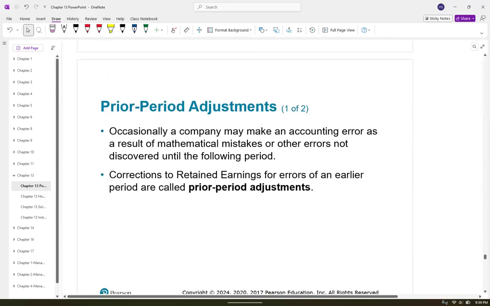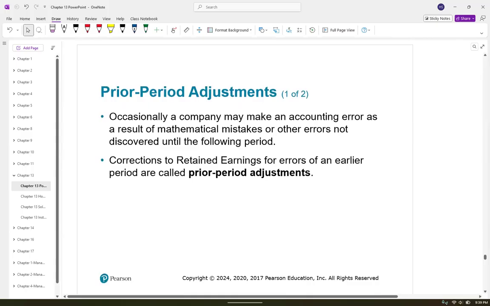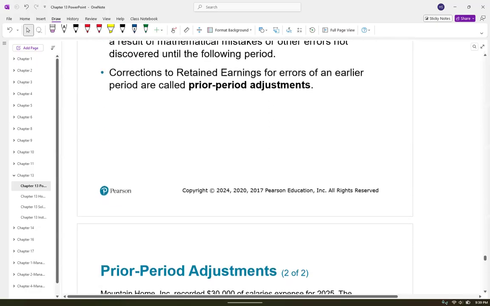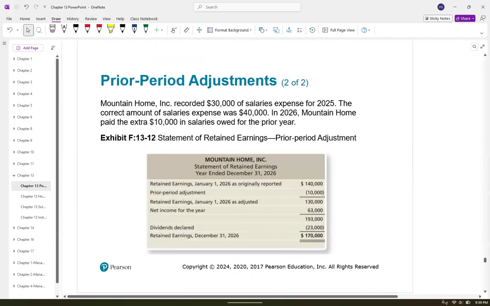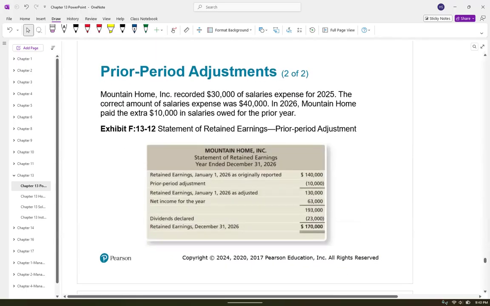Any prior period adjustments will go to retained earnings. That will be something they fix through the retained earnings account. Sometimes that happens. So here they have a prior period adjustment. Mountain Home Inc. recorded 30,000 of salaries expense in 2025, but the correct amount of salaries expense was, I'm sorry, 40,000. That's 10,000 more. So in 2026, Mountain Home paid the extra 10,000 in salaries owed for the prior year.